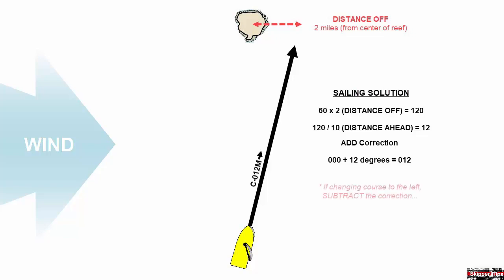nautical miles. You can also use the rule of 60 to pass to the left of a shoal ahead. In that case, you would subtract the result from your current course to find the course to steer.